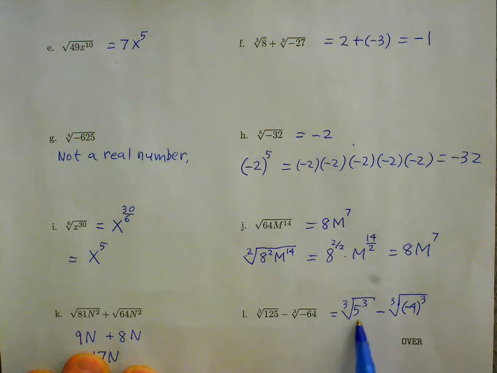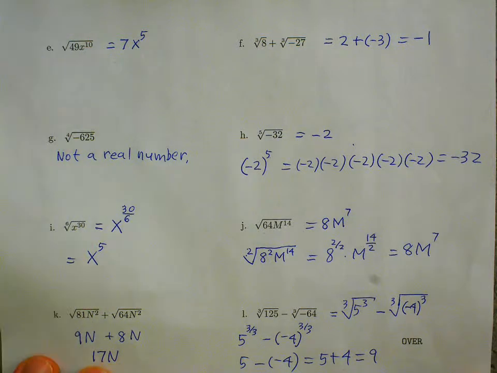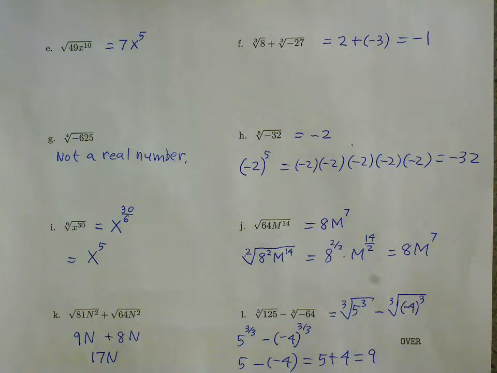And then the cubed root of 5 to the third is 5 to the 3 divided by 3. And then minus the number negative 4 to the 3 divided by 3. But 3 divided by 3 is just 1, so this is 5 to the first minus negative 4 to the first, or 5 plus 4, which is 9. Okay, so that simplifies to 9.